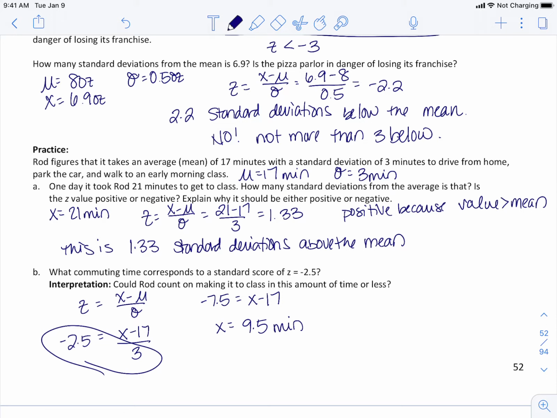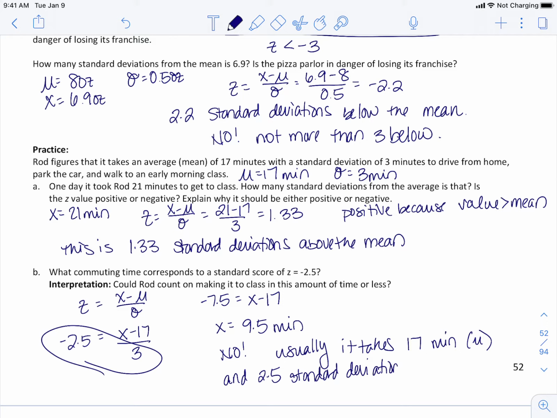So could Rod count on making it to class in this amount of time or less? No, because usually it takes him 17 minutes. Remember, that was our mu. And 2.5 standard deviations below the mean is rare.